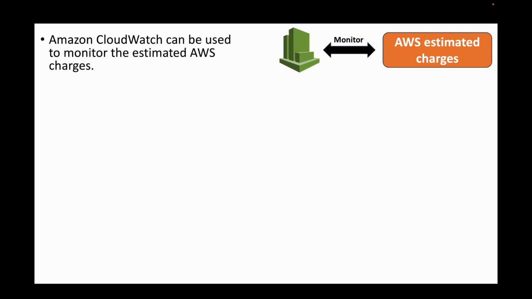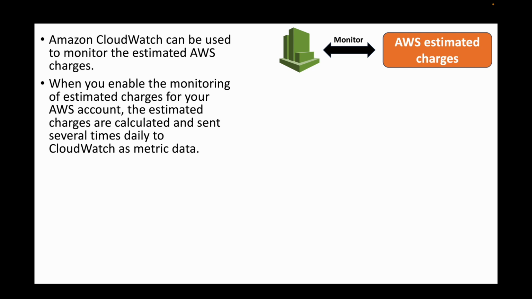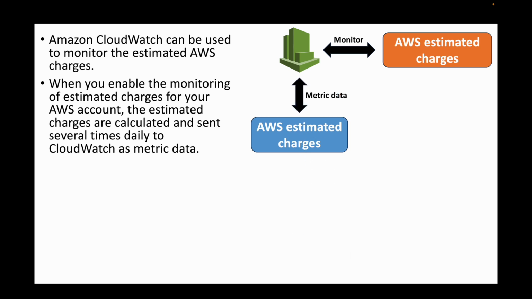So, CloudWatch will also help you to monitor your AWS charges, for the resources that you've been utilizing in AWS. So when you enable this monitoring of your AWS estimated charges, the estimated charges are basically calculated and then sent to CloudWatch as a metric several times on a daily basis. So once we enable the estimated charges alarm that we want to monitor, AWS will start sending that data as a metric to CloudWatch to monitor that.